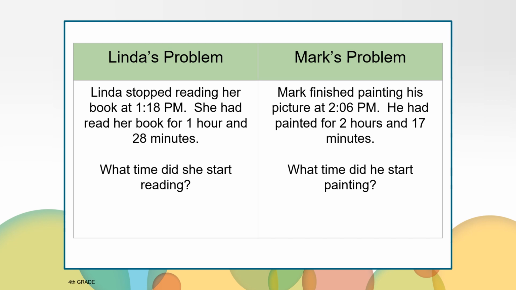These are the problems for round 4. Linda's problem. Linda stopped reading her book at 1:18 p.m. She had read her book for 1 hour and 28 minutes. What time did she start reading? Mark's problem. Mark finished painting his picture at 2:06 p.m. He had painted for 2 hours and 17 minutes. What time did he start painting? You will have 5 minutes to solve these problems. At the end of the 5 minutes, come back to the video and we'll check our answers.